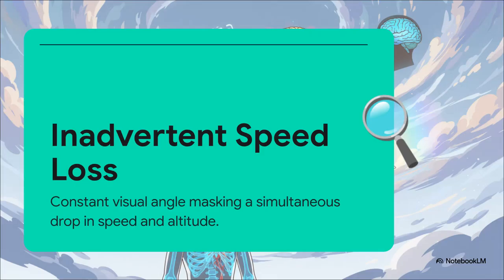Lastly, let's unpack the deadly inadvertent speed loss trap. If you experience an inadvertent speed loss and slowly lose altitude at the exact same time, the visual angle of the runway remains perfectly constant on your windscreen. The picture looks exactly like a perfectly stable, safe approach. It gives you total confidence right up until you touch down disastrously short of the actual threshold.